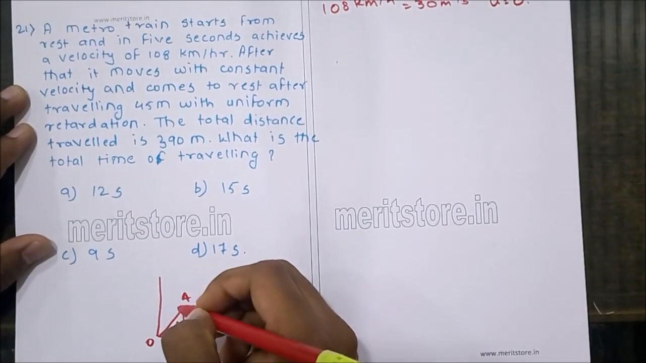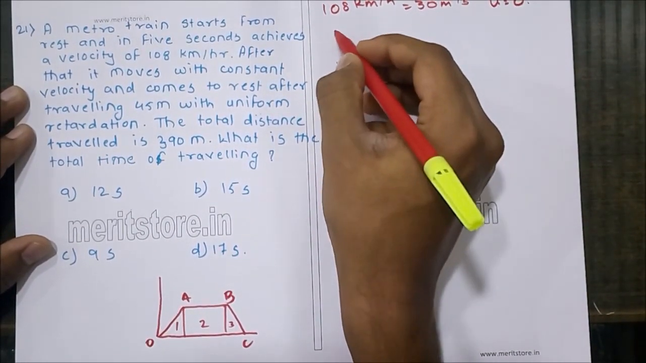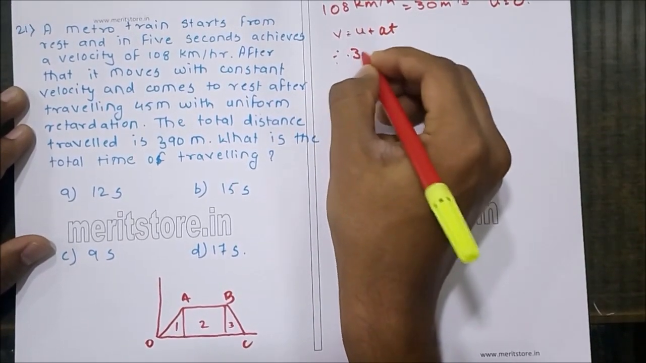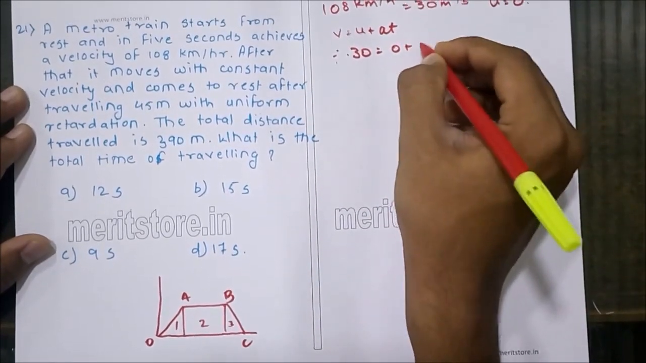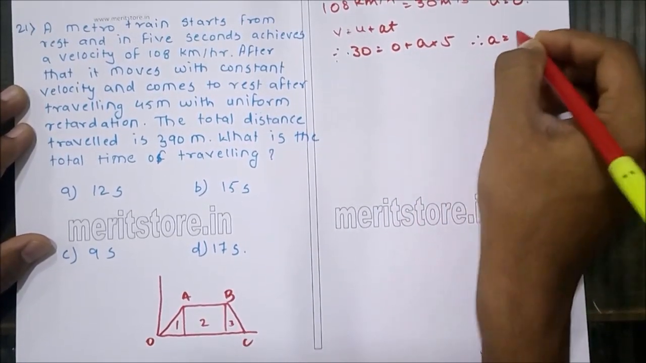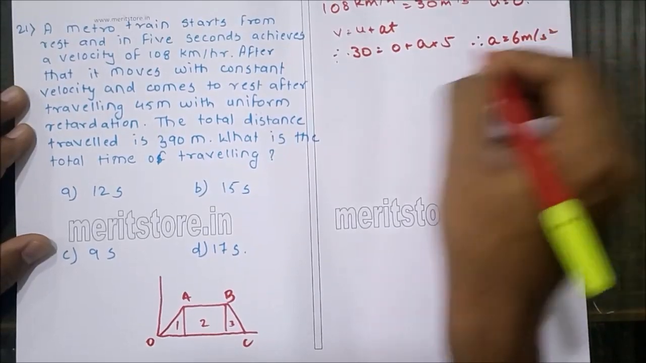So along OA it is accelerated. Therefore, since v is equal to u plus at, 30 is equal to 0 plus a into 5 seconds, that is t. Therefore, the acceleration we get as 6 meters per second square.